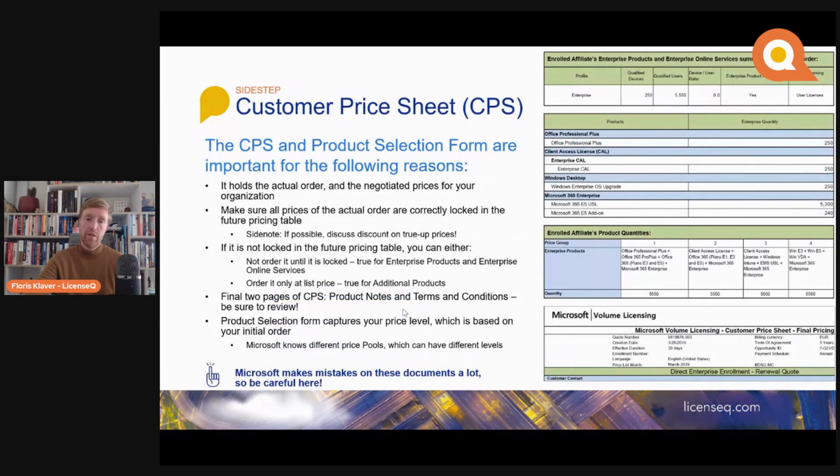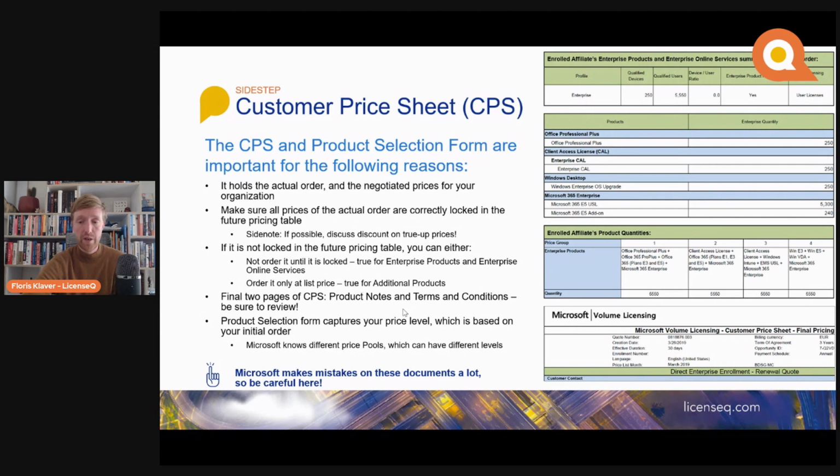Moving on, customer price sheet and the product selection form. So on the right-hand side, you see 2 snippets. The top is the product selection form, and the bottom is the header of the customer price sheet. These documents are important because the customer price sheet holds the actual order and shows the price that you negotiated for your initial order for your organization.